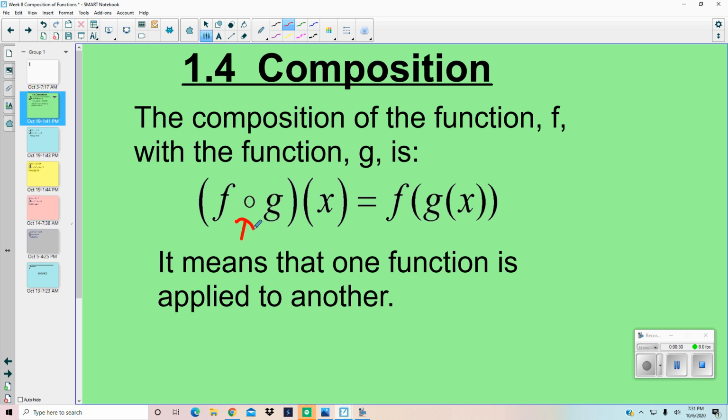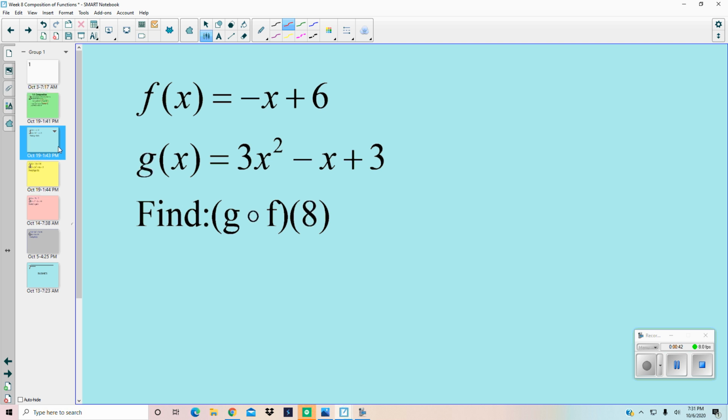There's two different ways to write it, using that little circle or parentheses, where g of x is nested inside f of x. So you're applying one function to another. So here I have two functions, and I'm asked to find g of f of 8. So that would be also written like this, g of f of 8.